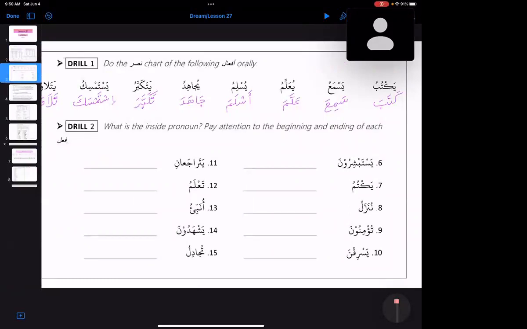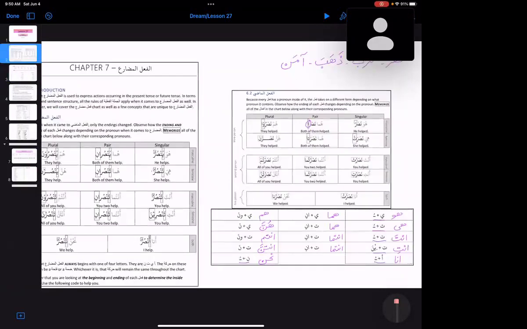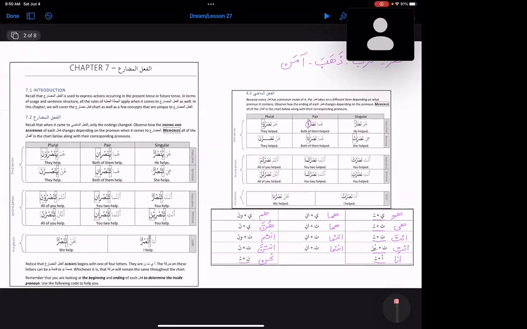Sami'a yasma'u. Sami'a will become yasma'u. So we are having the middle root letter is having fatha this time. Yasma'u. Who is ready? Can I try? Go ahead, Sarish. Huwa yasma'u. Huma yasma'ani. Hum yasma'una. Hiya tasma'u.